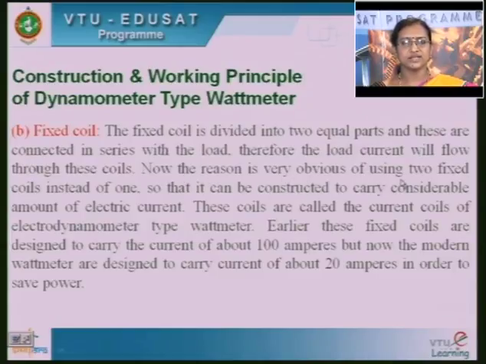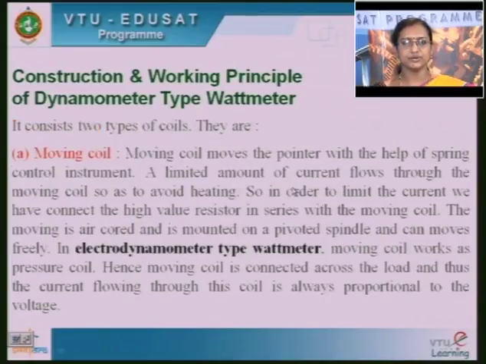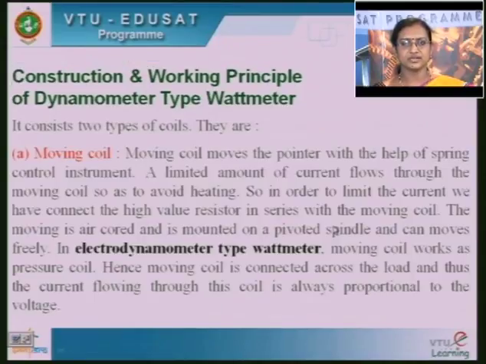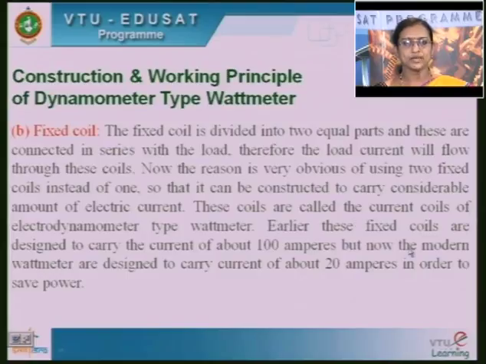So how exactly are you going to connect? The current coil is divided into two halves and connected in series. You see that the current coil is divided into two halves and connected in series. So it will carry a considerable amount of electric current. So it is called the current coil.